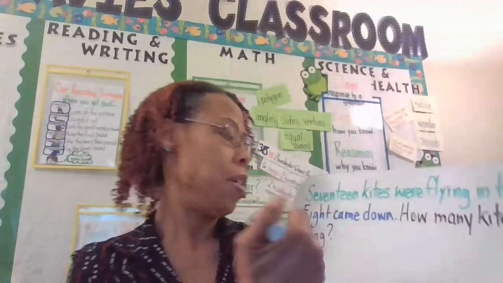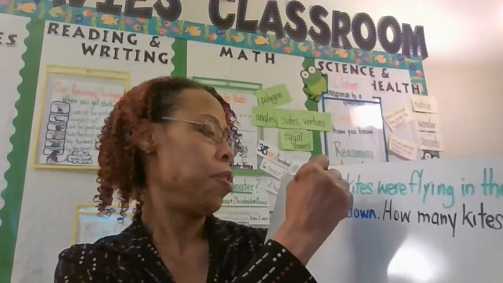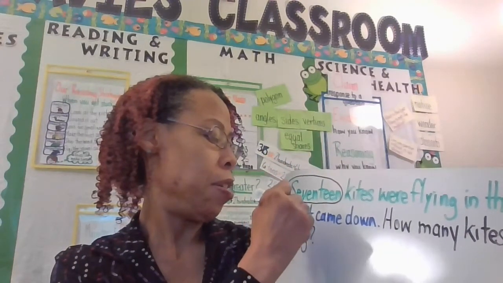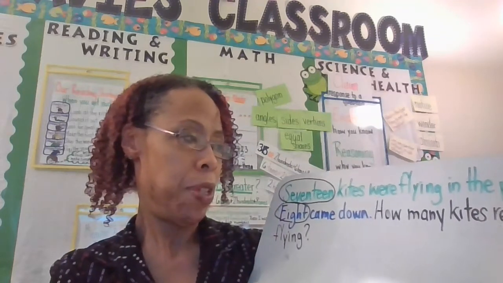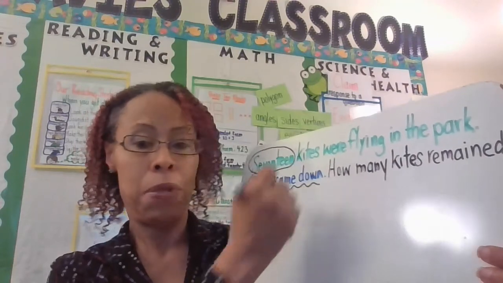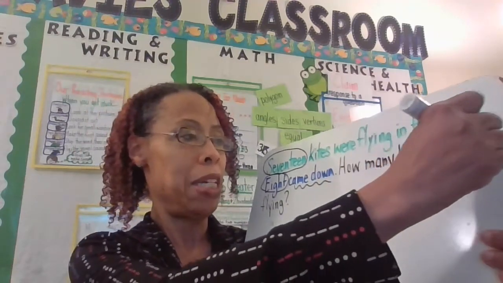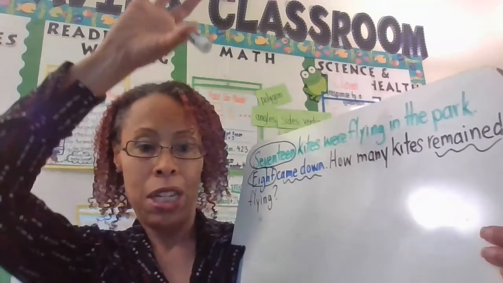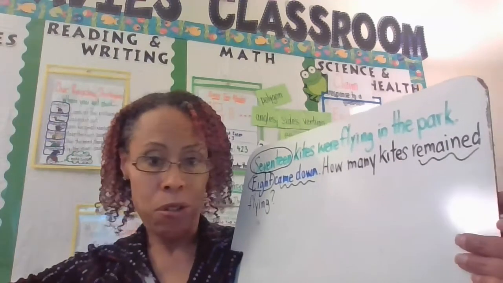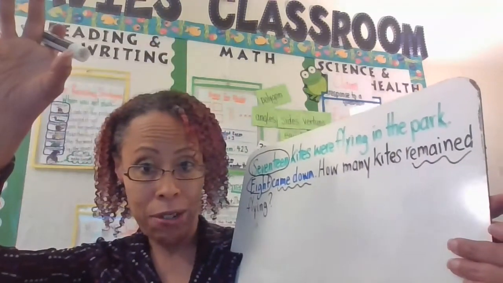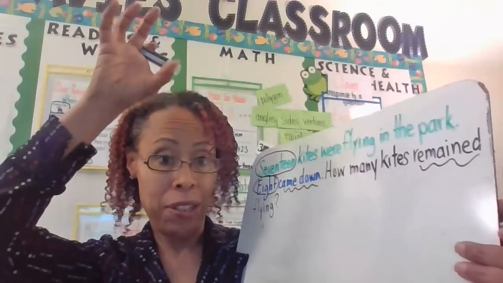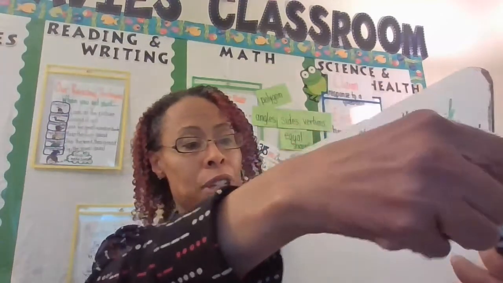So, key number 17. The other key number 8. And then they were flying in the park, but then they came down. And how many kites remained? So this is an indication that if they were flying high in the sky and 8 came down, the 8 that came down are no longer flying in the sky, correct? So let's think about how many kites remain. How many are still in the sky after those 8 came down?